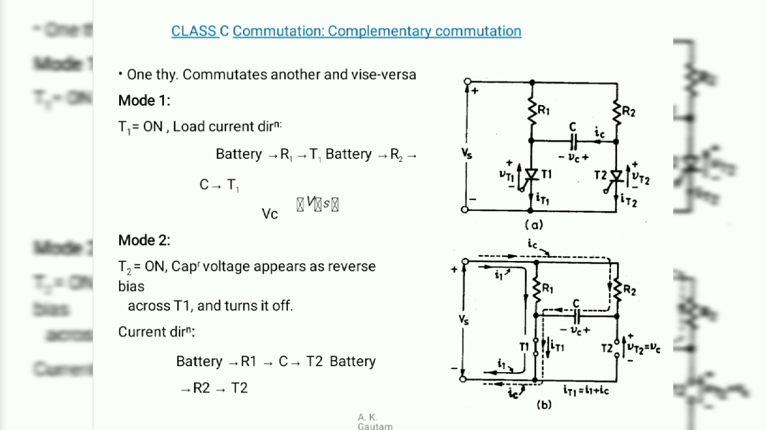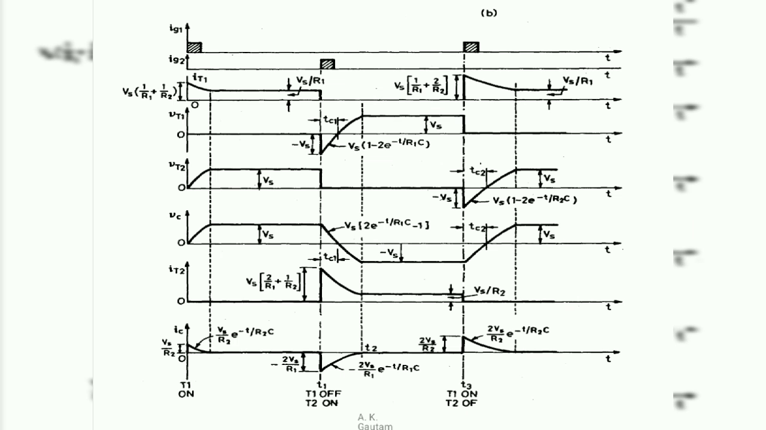Across T1 and it turns it off. So these are the waveforms you can observe here, with the gate currents Ig1 and Ig2.